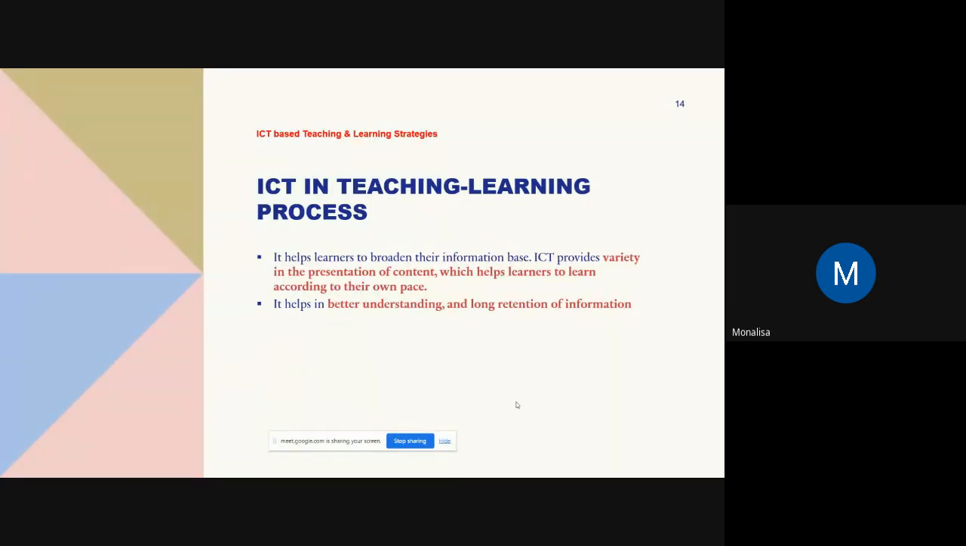ICT may be of great use in achieving various objectives. That means it can provide correct information in a comprehensive manner with different examples. Using ICT, you can provide various examples on a particular subject, on a particular topic. It helps the learner to broaden their information base. And using ICT, you can provide various kinds of presentation of contents, which helps learners to learn according to their pace. And it helps in better understanding and long retention of the information also. Using ICT, you can provide such kind of benefit to the learners.